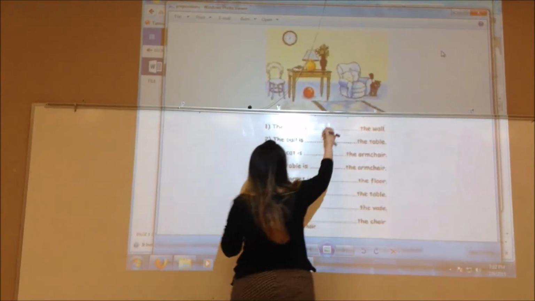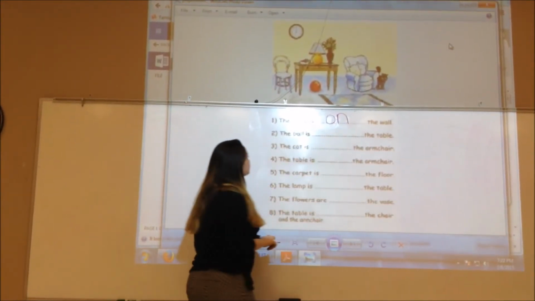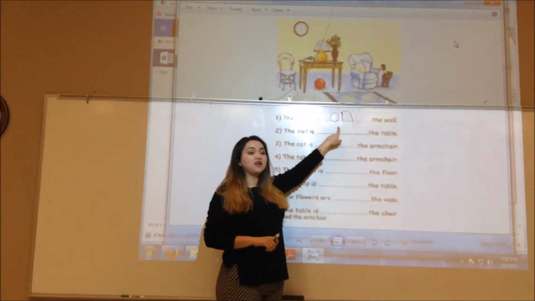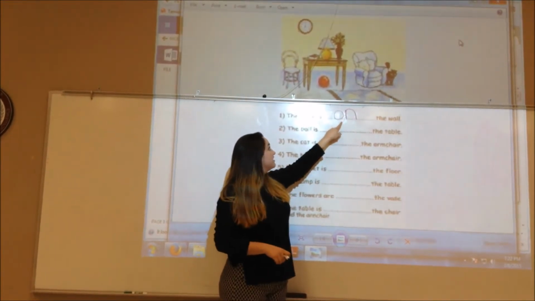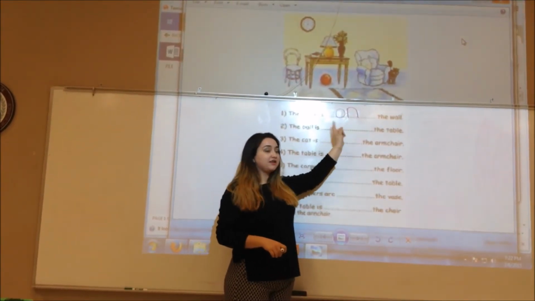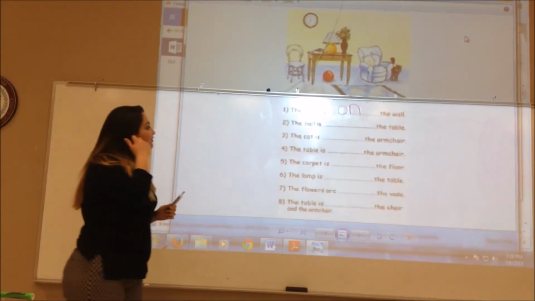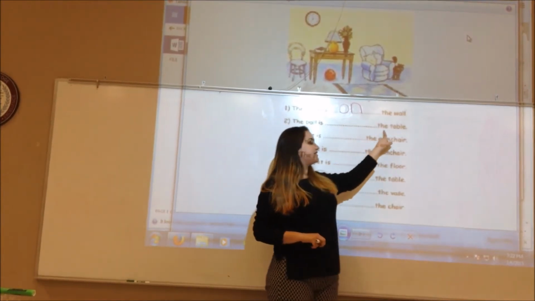On the wall, very good. On the wall. So in this case, our preposition on is showing location. Very good. It's telling us where the clock is. The clock is on the wall. Very good. Number 2. The ball is blank the table.